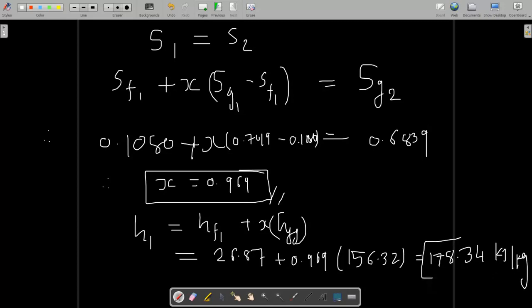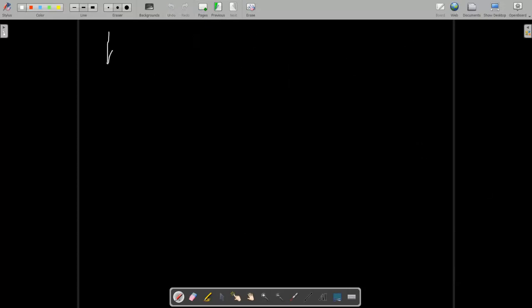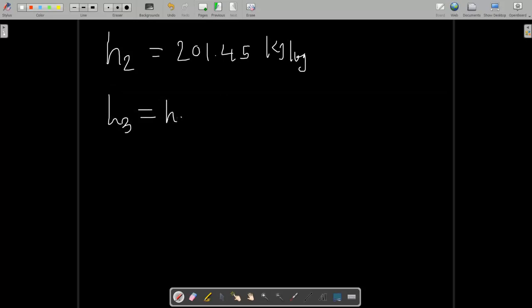So this is the enthalpy at point 1, and enthalpy at point 2 is the saturated vapor enthalpy at 35 degrees Celsius, and it is 201.45 kilojoule per kg. And H3 is equal to H4, because it is given in the question. So enthalpy at point 3 is the saturated liquid enthalpy at 35 degrees Celsius, so it is 69.56 kilojoule per kg. All these enthalpy values are per kg.